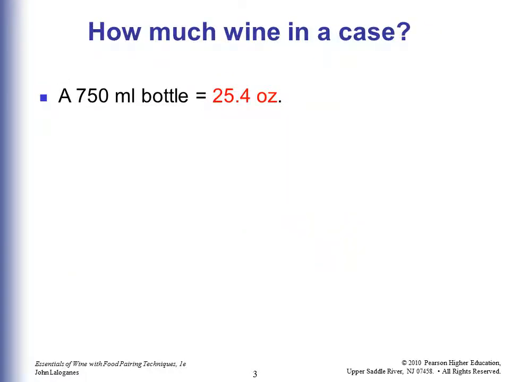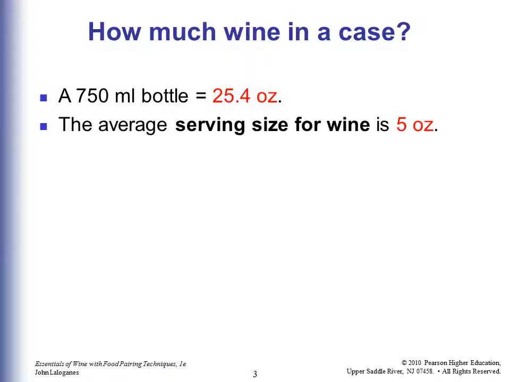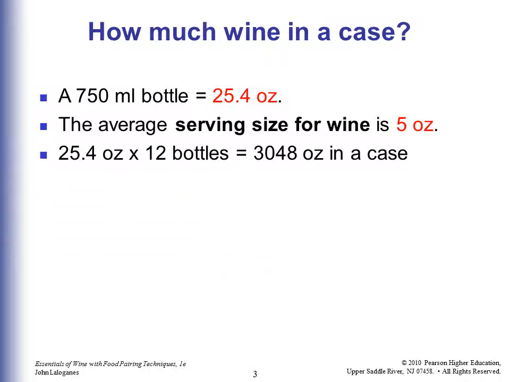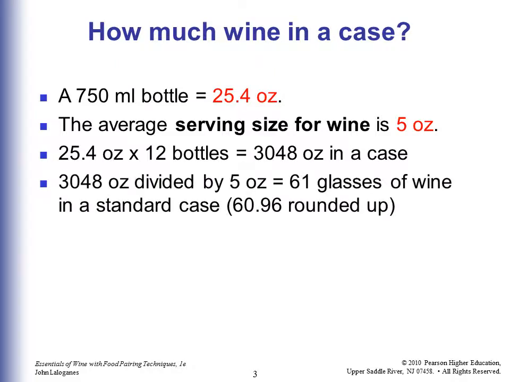So let's deal with some math. As we said, a 750 milliliter bottle has 25.4 ounces. The average serving size for wine is 5 ounces. So that means there's 25.4 ounces times 12 bottles in a case equals 3,048 ounces in a case. 3,048 ounces divided by the 5 ounces per drink means you've got 61 glasses of wine in a standard case. That's 60.96. You round up, somebody got screwed out of 4/100ths of an ounce.